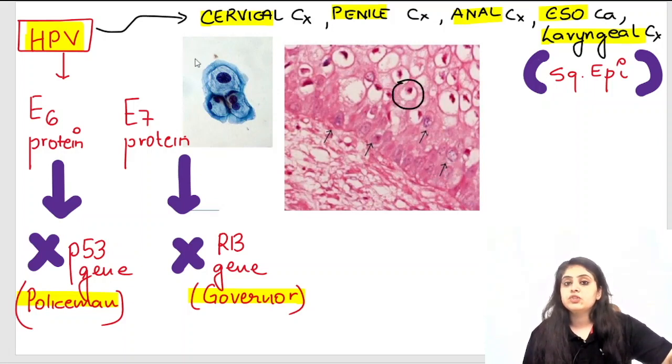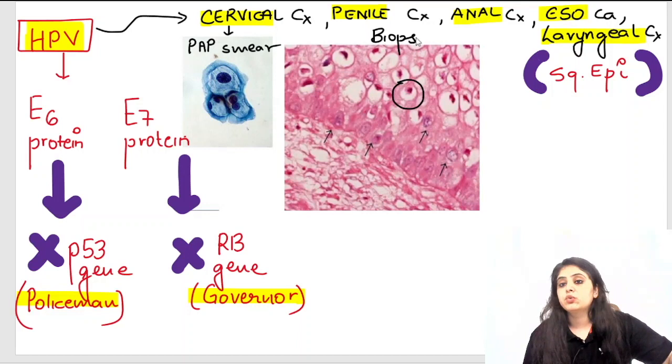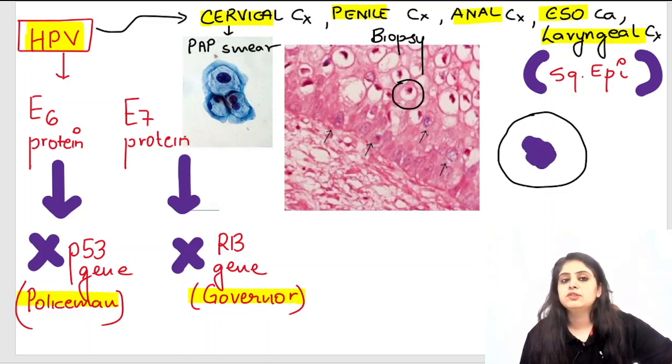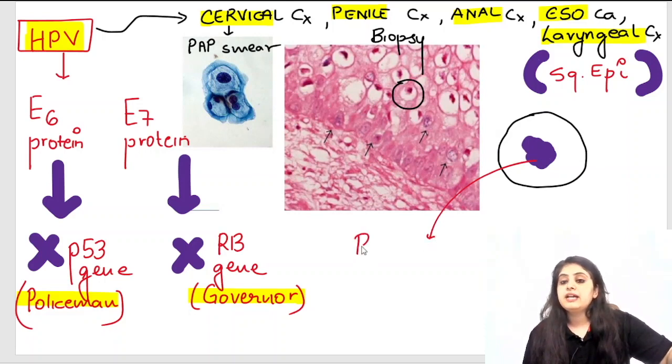I've got you two pictures. This picture on the left is actually a cervical cancer pap smear photo, and this is a biopsy picture. In both the photos, if I try to draw it, if this is the cell, I see the nucleus is very dark and irregular type. It's not a round nucleus. So how do we define it? We define it as a raisinoid nucleus.